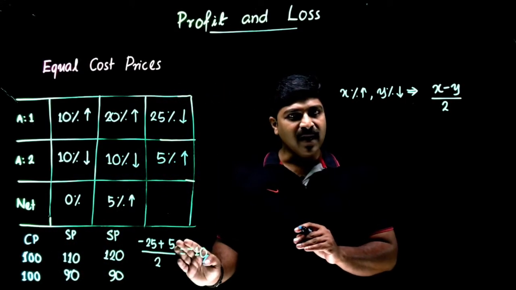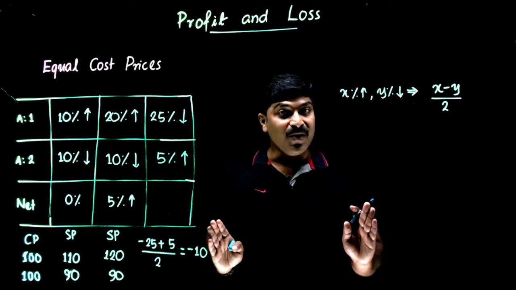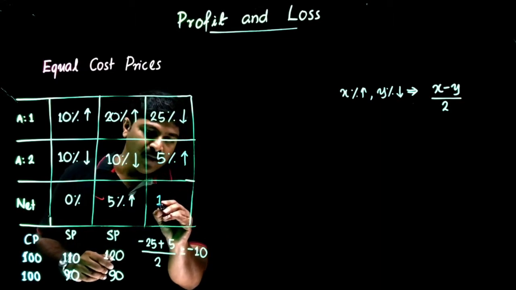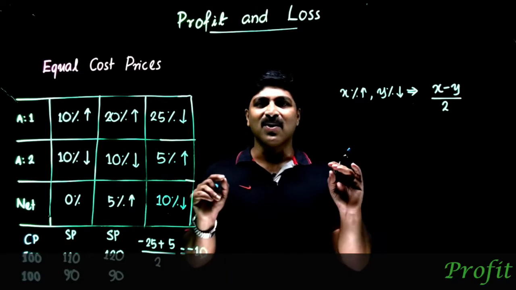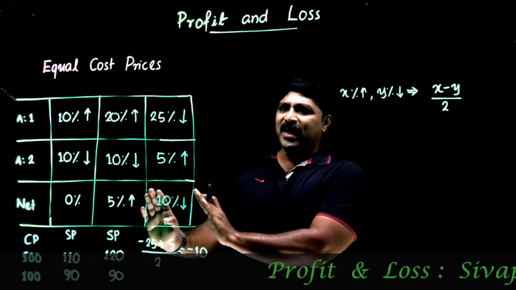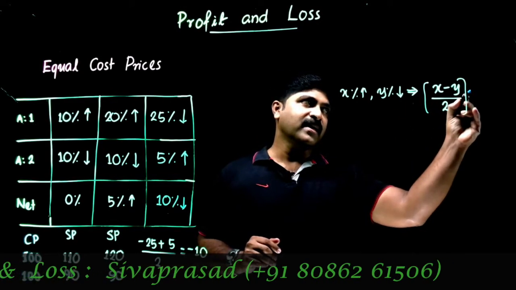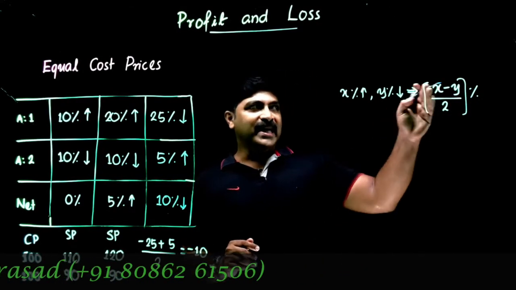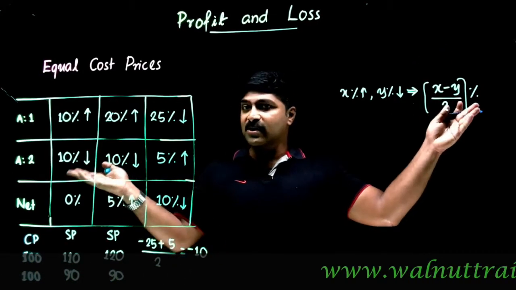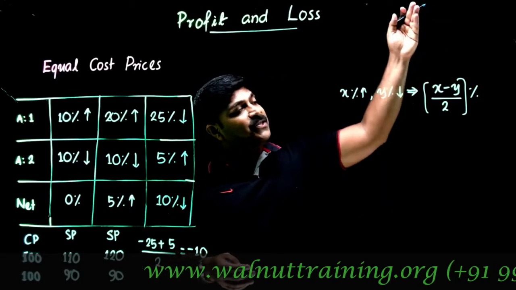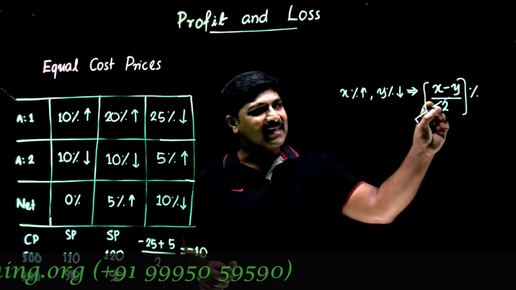What's the inference here? If you get a negative net output, what does it mean? That is a loss. Therefore, here we can conclude the net effect of this transaction is 10% loss. That's a simple way to reach the conclusion for this type of question. So here we can conclude this is X minus Y by 2% profit or loss. How can we conclude whether it's profit or loss? If the output is positive, then it's a profit. If the output is negative, it is a loss.